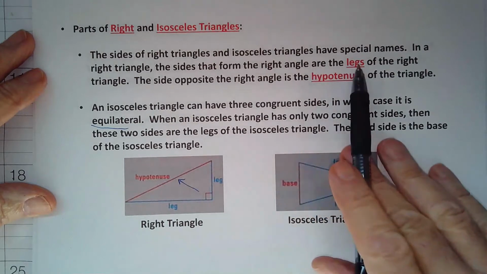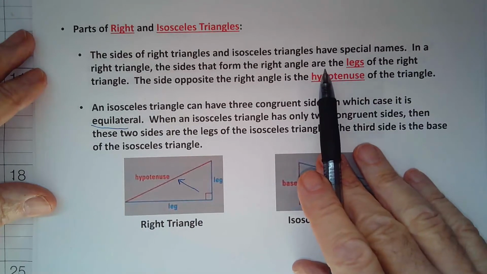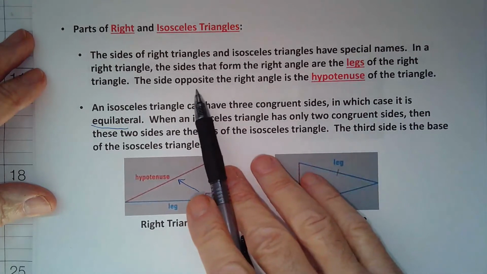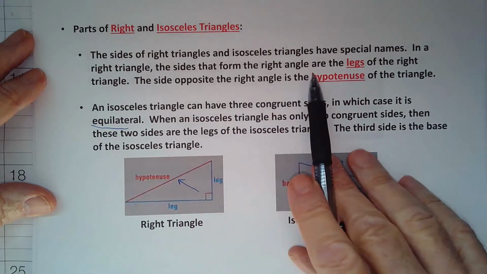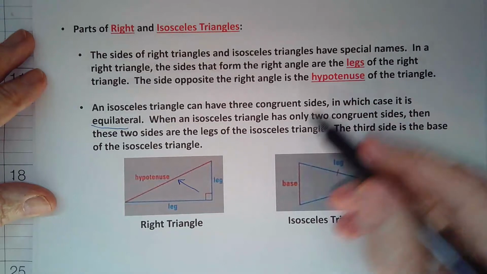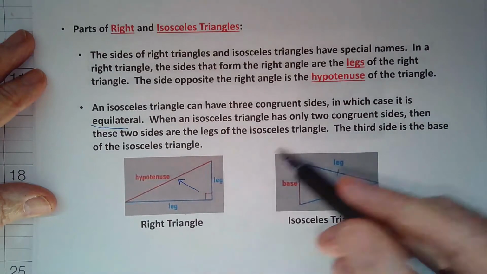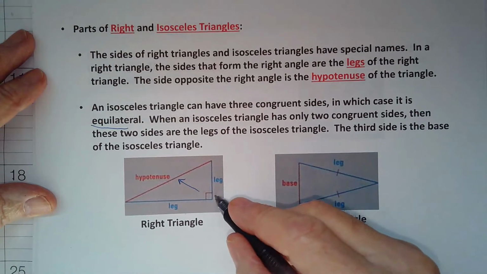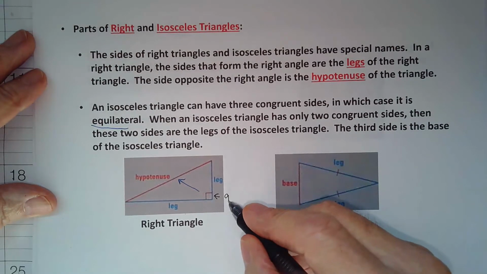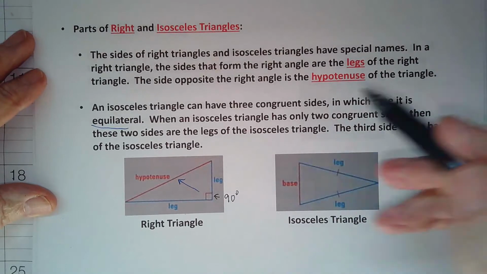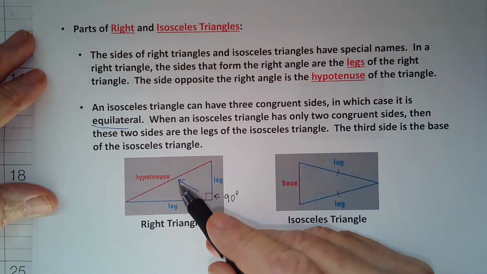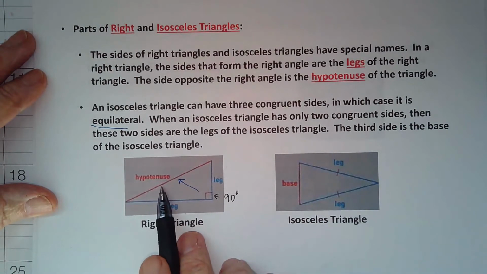Now we're going to look at right and isosceles triangles. The sides of a right triangle and an isosceles triangle have special names. That's why we're looking at them here. So in a right triangle, the sides that form the right angle are the legs of the triangle. So here you see the legs. And you'll notice they form the right angle, the 90-degree angle here. The side opposite the right angle, that's what the arrow is pointing towards, from the right angle to this other side, that's the hypotenuse.